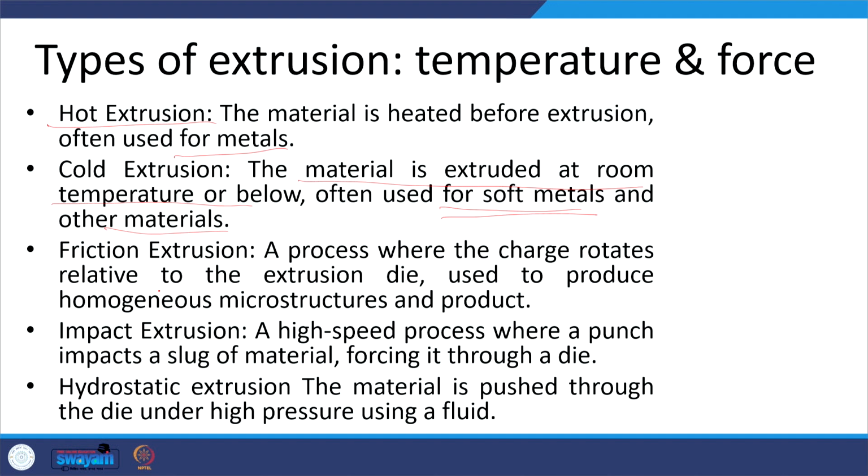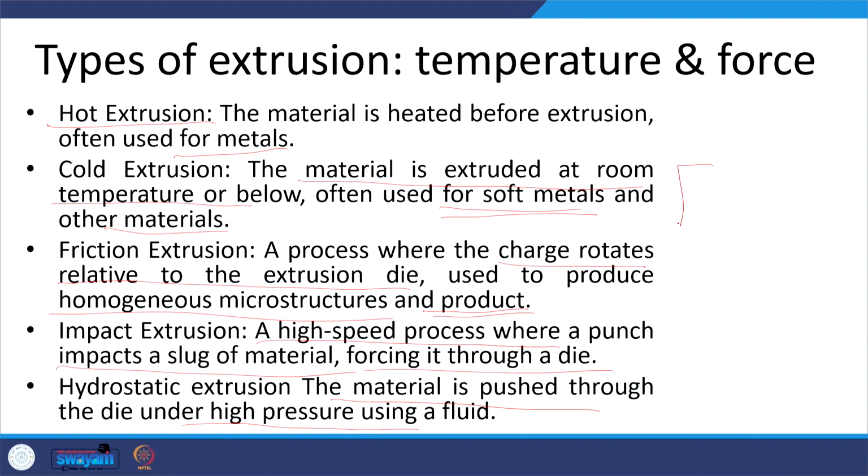Then friction extrusion is a process where the charge is moved with respect to the extrusion die to homogenize the structure and realize the desired flow by frictional heating and make the desired products. Impact extrusion is a high speed process where a punch impacts a slug of material, forcing it to pass through the die to produce cup shaped products. Hydrostatic extrusion is particularly used for extruding low ductility and high yield strength metals, wherein the material is pushed through the die with the help of high pressure fluids.